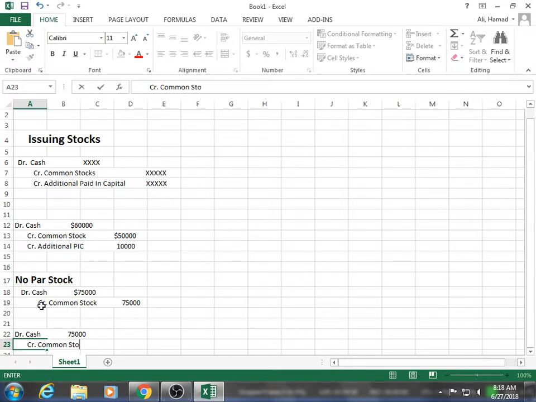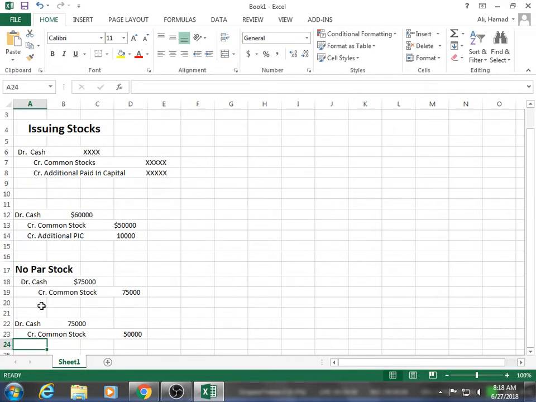Common stock for how much? $50,000. And we're also going to credit the additional paid in capital. That's going to be $25,000. We're going to credit additional PIC. PIC means paid in capital, for $25,000.